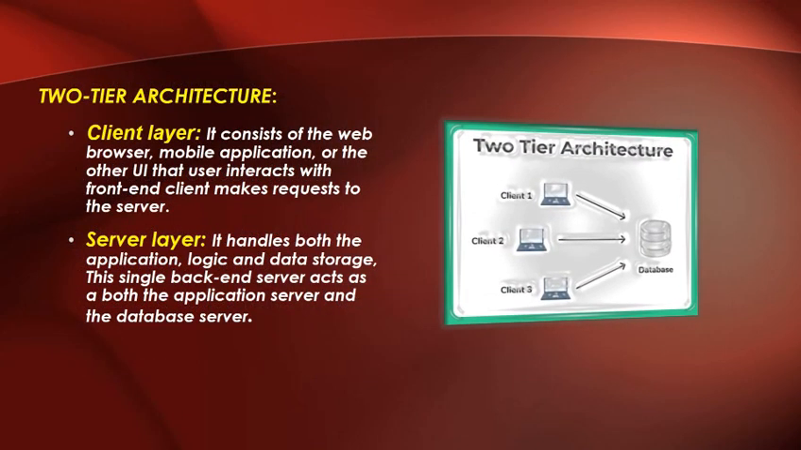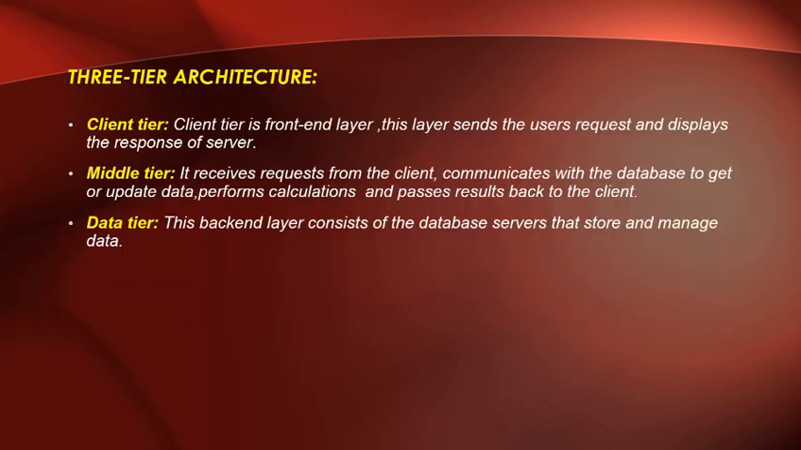Two-tier architecture, that is the client layer and the server layer. The client layer consists of the web browser and mobile application, that is the user interface or user experience, or how the user interacts with the front-end client, which makes a request to the server. And the server layer handles both the application logic and the data storage and database management system. The single backend server acts as both the application server and the database server.